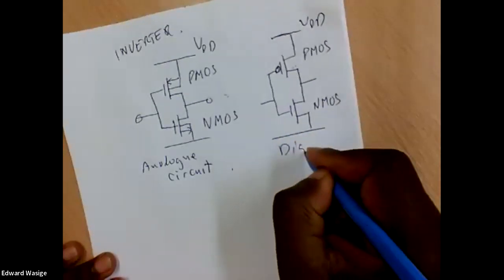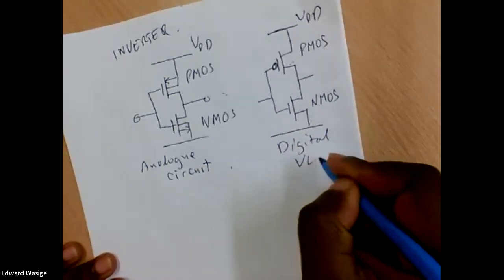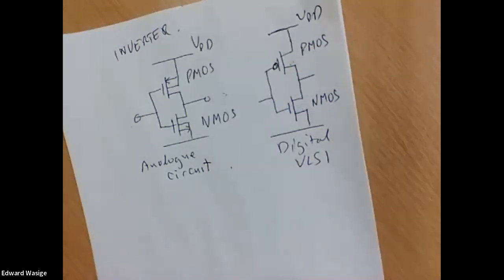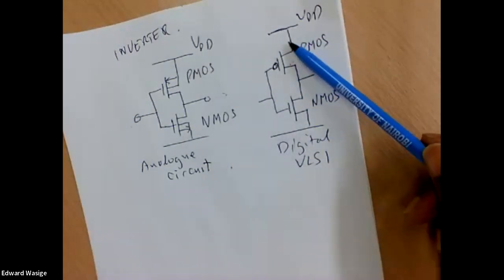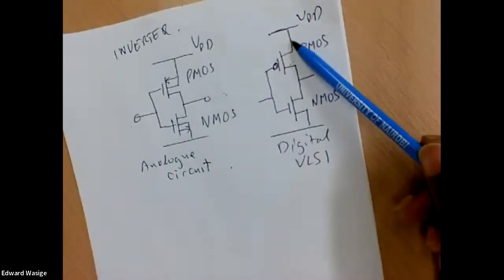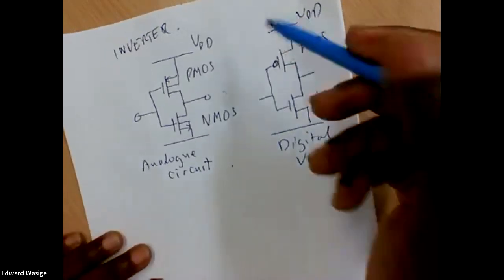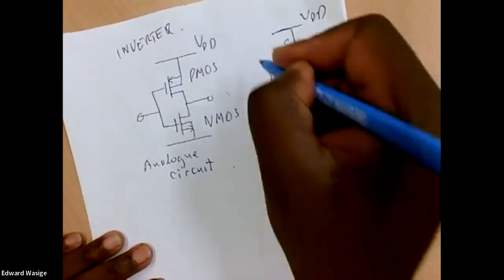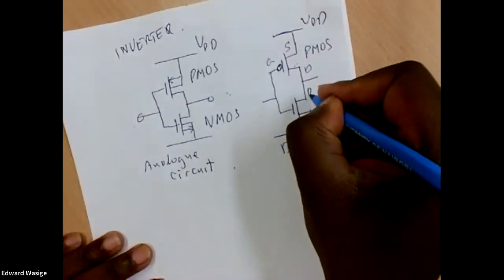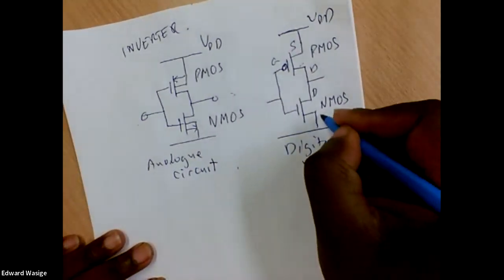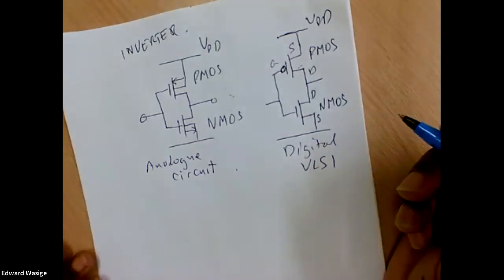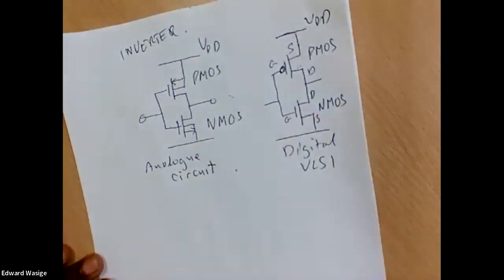So in digital VLSI, this circuit, you're likely to draw it like that. But if you draw it like that, always be aware that for the PMOS device, your source is there, your drain is there, your gate is still there. But for your NMOS device, your drain is always at the top, the source is always at the bottom, and the gate is always at the same place.